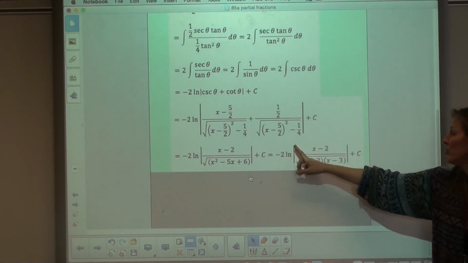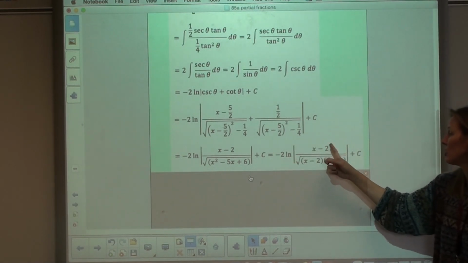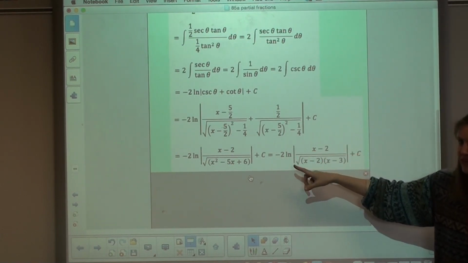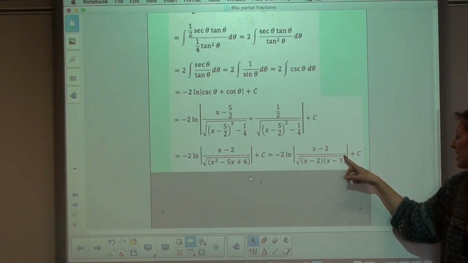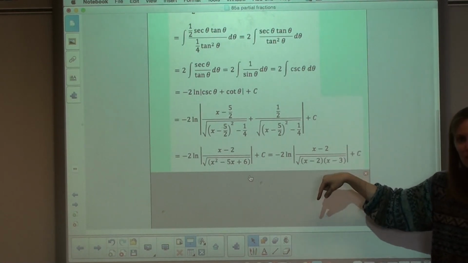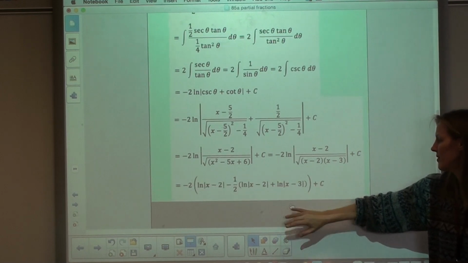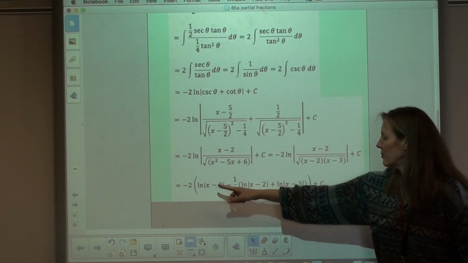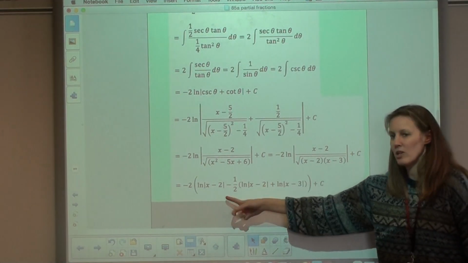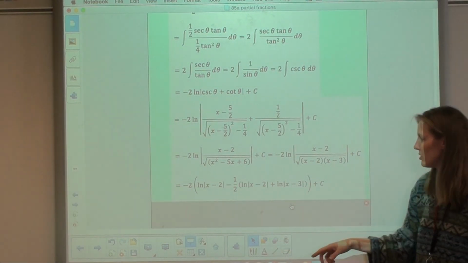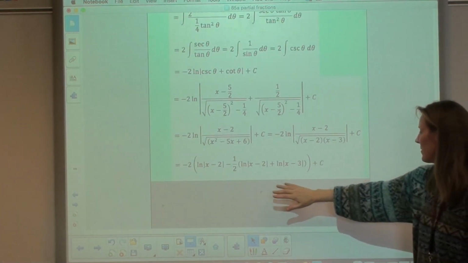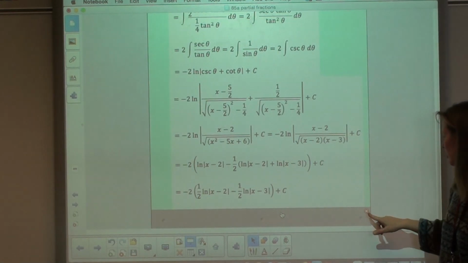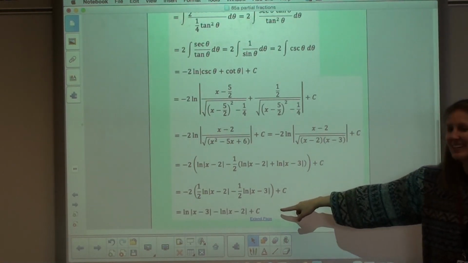So now we've got a natural log of x minus 2 minus a natural log of x minus 3, each to the 1/2, so you put the half out front. And then I noticed we've got a couple like terms here, the natural logs of absolute values of x minus 2, so I combined them. And finally, distribute the -2 with the 1/2, and there's our answer.